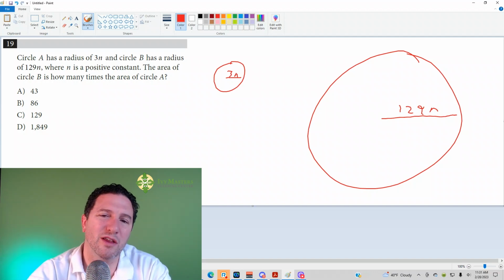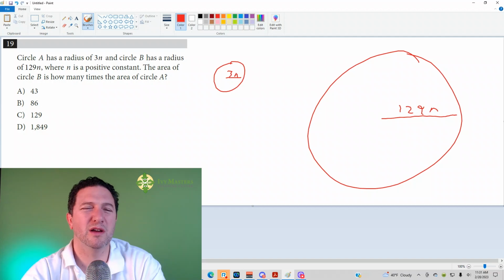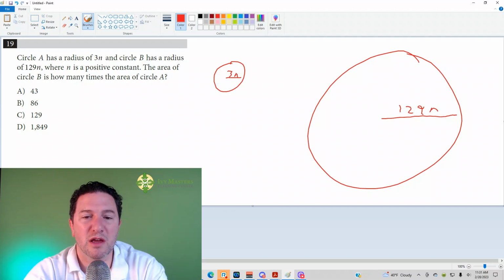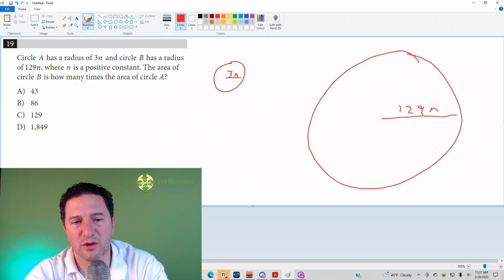Notice I draw the circles right away. It's only going to take 2 seconds. Typically you've got to draw. This one you might not need to actually, but it's a good habit to get into. The area of circle B is how many times the area of circle A?